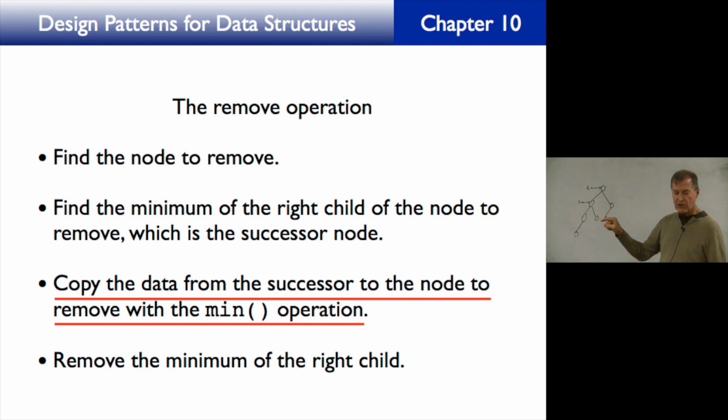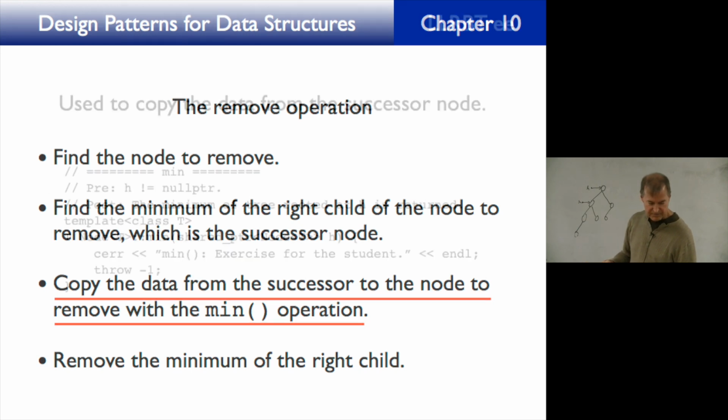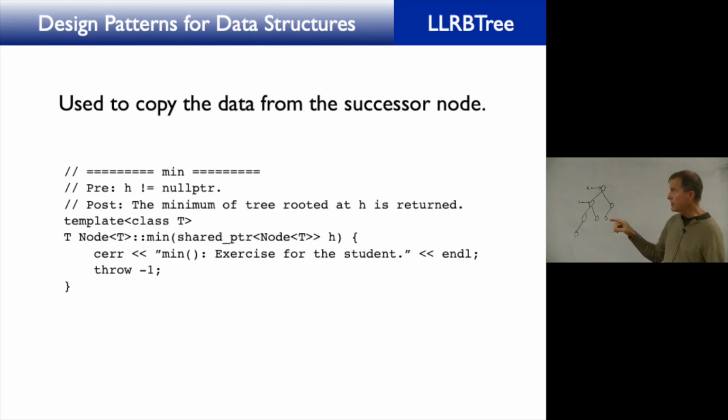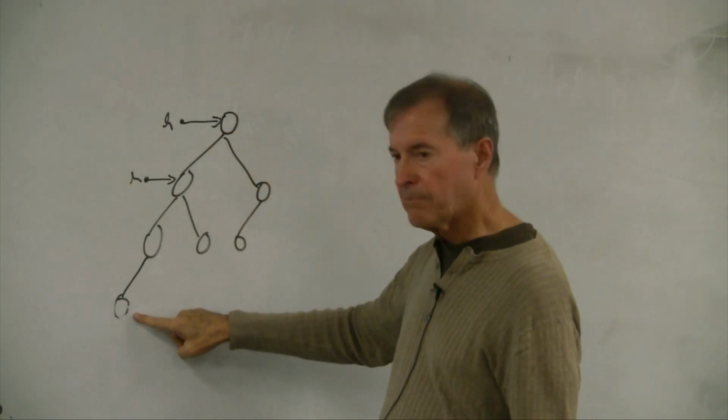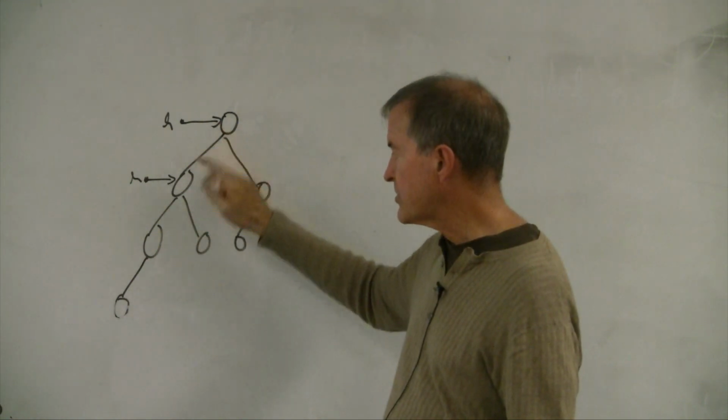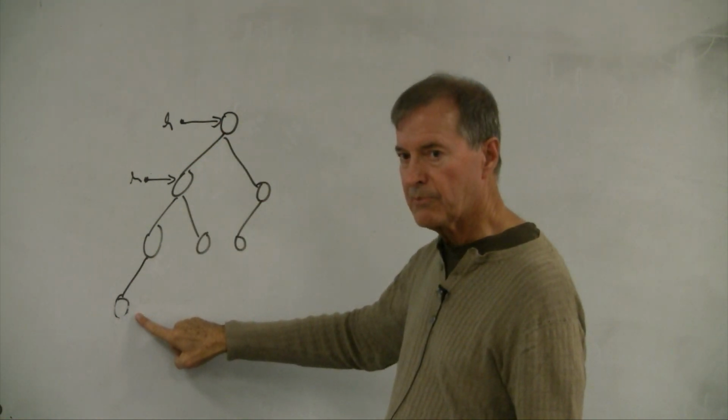So the code for the remove is going to call this min operation, and you're going to have to code that up. Let's take a look at that code and let me give you a little guidance here. So here's the min method, and the precondition is that h is not equal to the null pointer, and the minimum of the tree rooted at h is returned. So if this is h and this is the minimum, what does this function have to do?